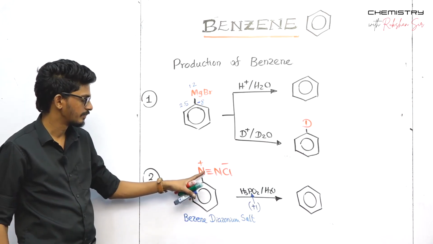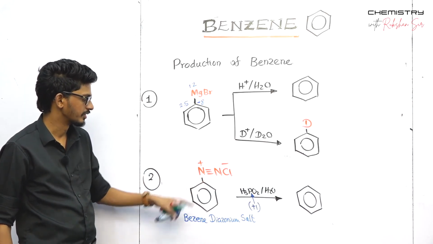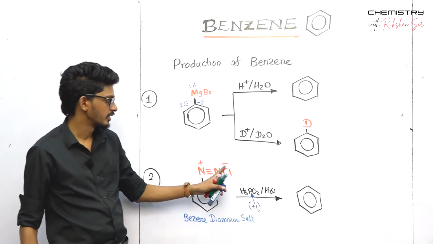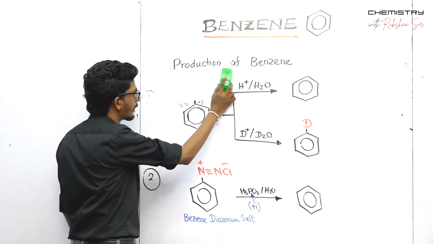The plus charge should appear on this nitrogen, not here, the nitrogen which is connected to the benzene ring. And the minus charge appears on the chlorine, right? Diazonium salt, benzene diazonium salt.